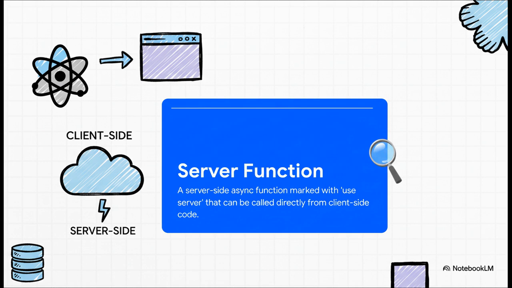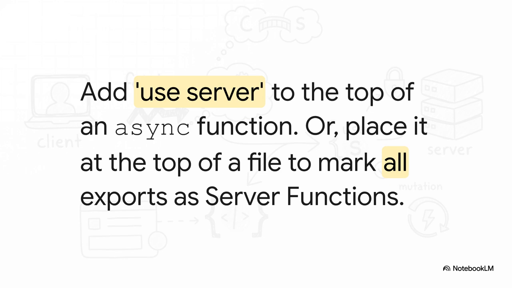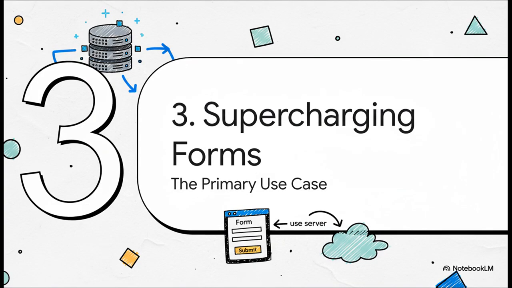It's amazing. And you're not going to believe how simple the syntax is. You just write the string useServer at the very top of any async function. That's it. Or, here's a pro tip. If you have a whole file of server-only utilities, just put that directive at the very top of the file one time. And boom, every single exported function in that file is now a server function you can call from the client.